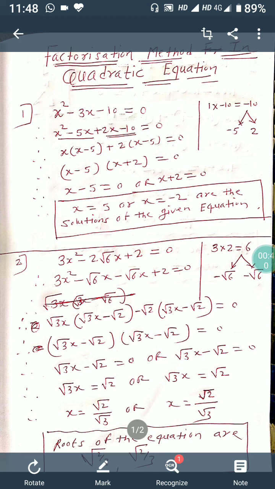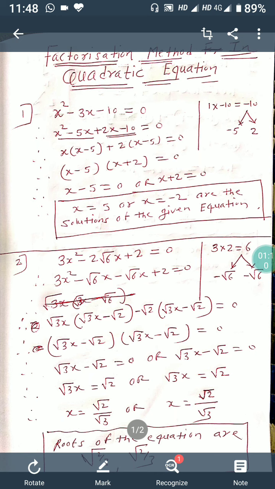Last time somebody asked me a doubt regarding quadratic equations. So here you can see I have given some examples of quadratic equations and how to solve them. Let us see. Examples are taken from your textbook only, from the exercise. First example: x square minus 3x minus 10 is equal to 0.